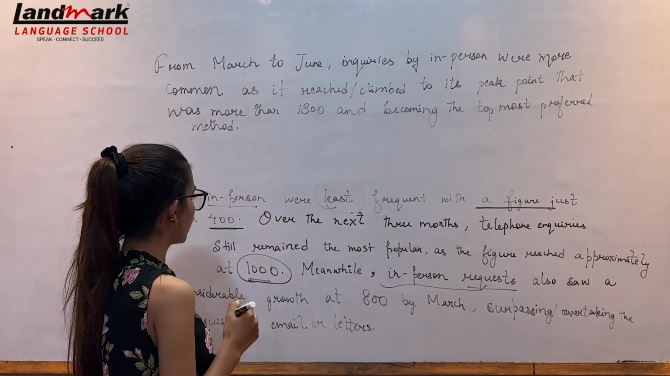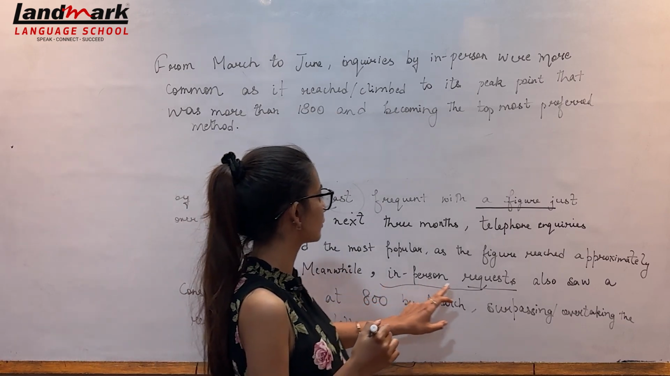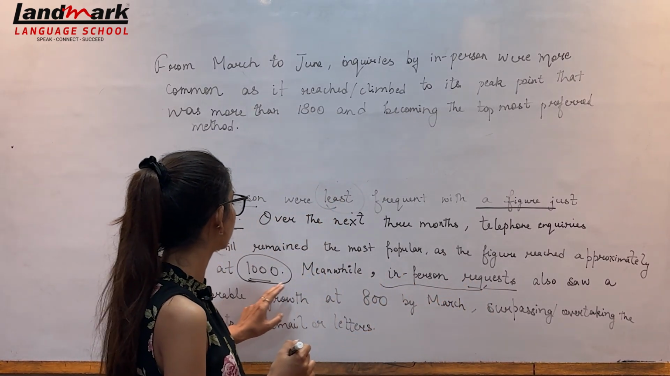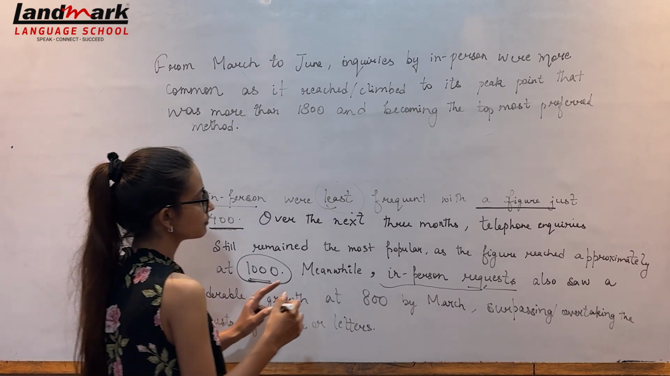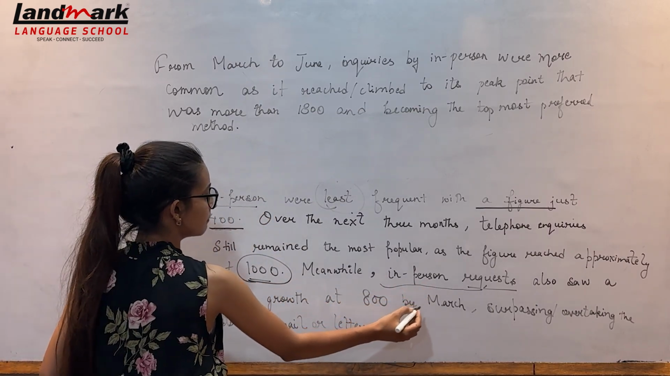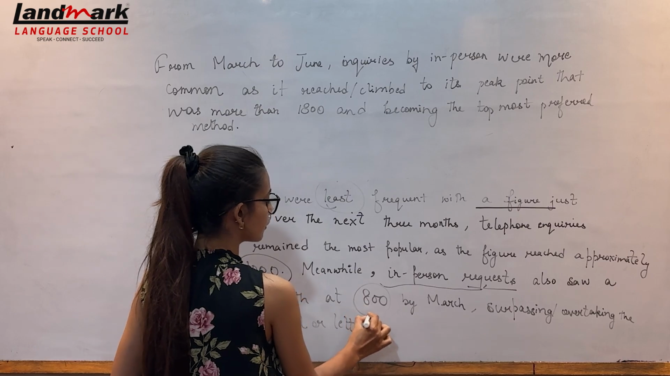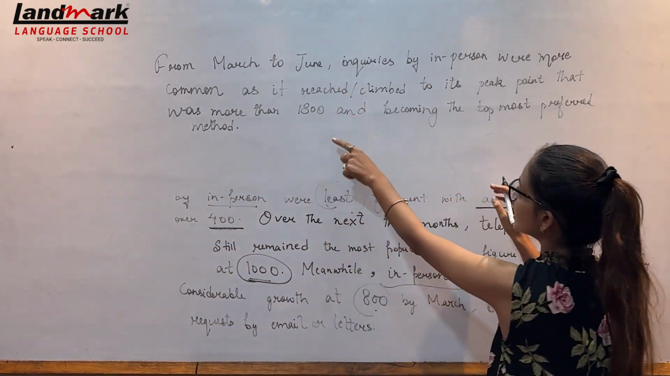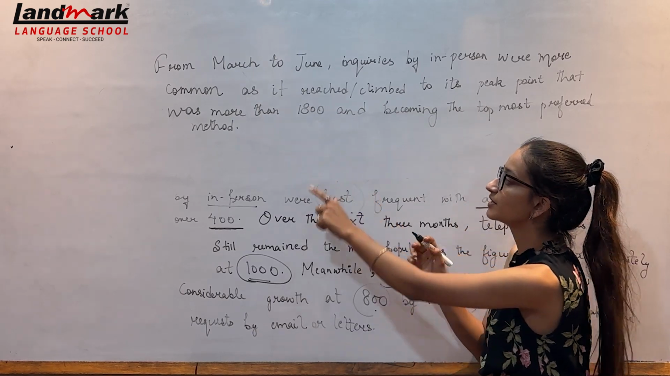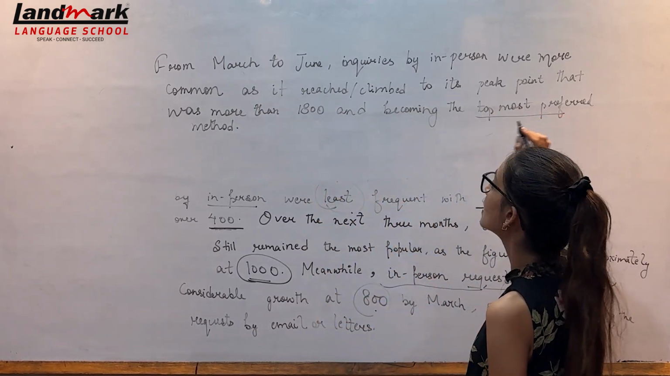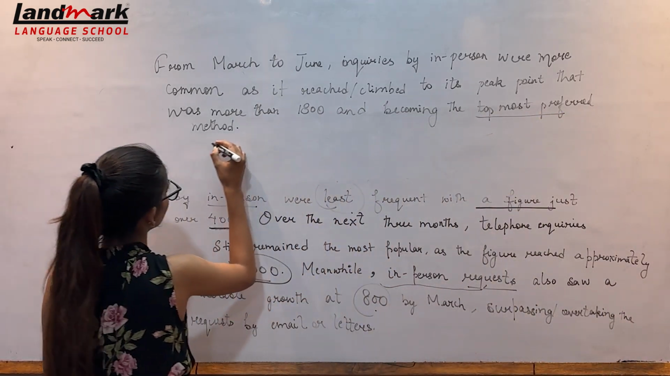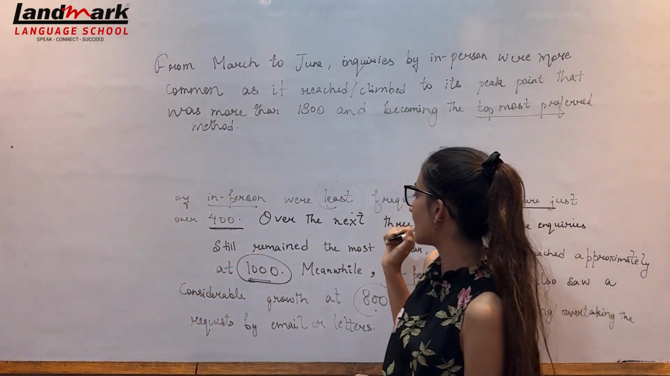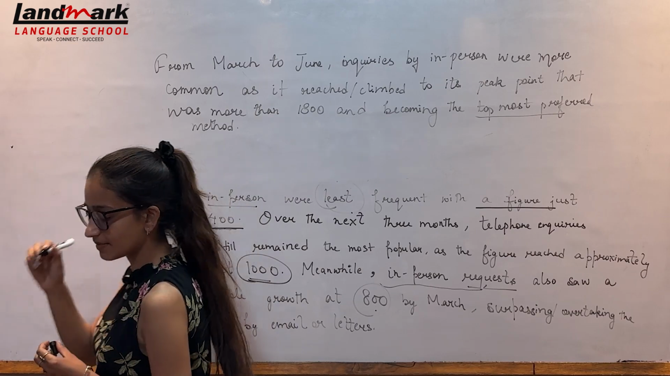Okay, so now we have explained about the in-person requests. In the starting, it was very low. It was just under 400. But with time, by March, it recorded a growth of 800, and after this, till June, it reached more than 1800, which is the highest number from the other two categories given. So now we will explain the telephone and the email letter in the next body paragraph.